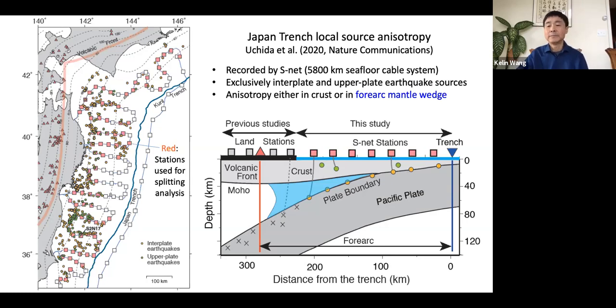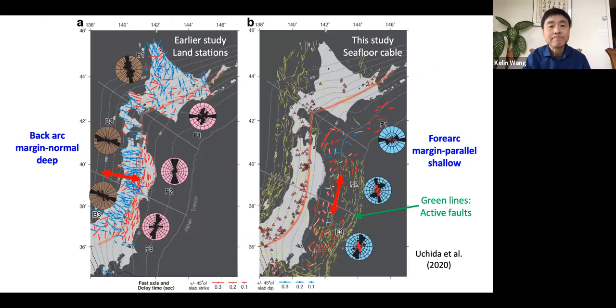Without explaining details, here's the results. From early studies using land stations, we know the deep anisotropy is just like Cascadia, and the fast direction is margin normal. And from the new study using the seafloor cabled seismometers, we know that the fast direction is margin parallel, again, similar to Cascadia, and in the same direction as the general directions of these active faults.